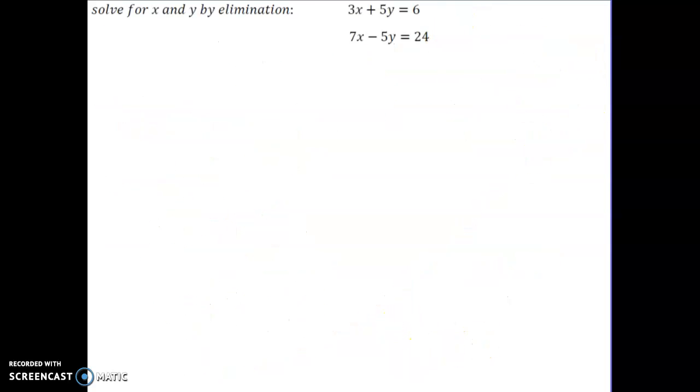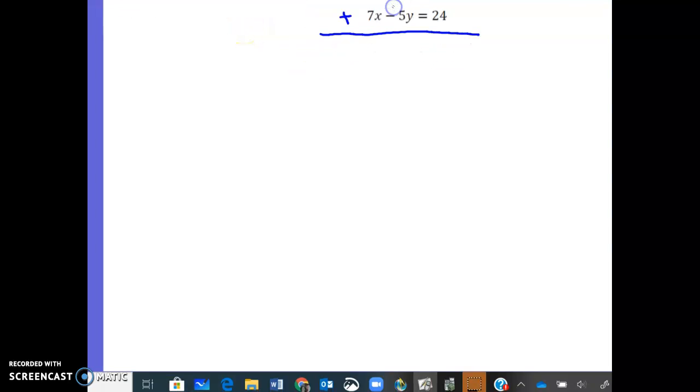Let's try this one. All right, so this one it says to solve by elimination. What's different about this one that makes us think elimination is a good idea? Well, look at the coefficients, 3, 5, 7, and -5. I don't see a single 1 or a -1. So that's why this one is not a good choice for substitution, much better to solve by elimination. I notice I already have some opposites right here. So I don't even need to multiply on this one. I can just add straight down.